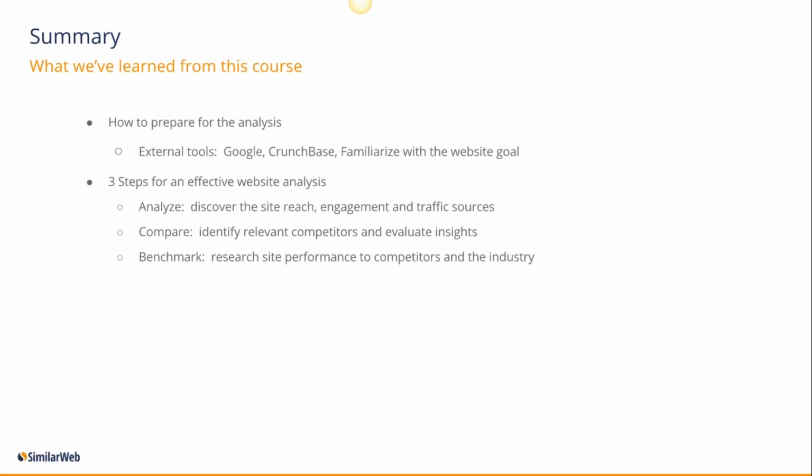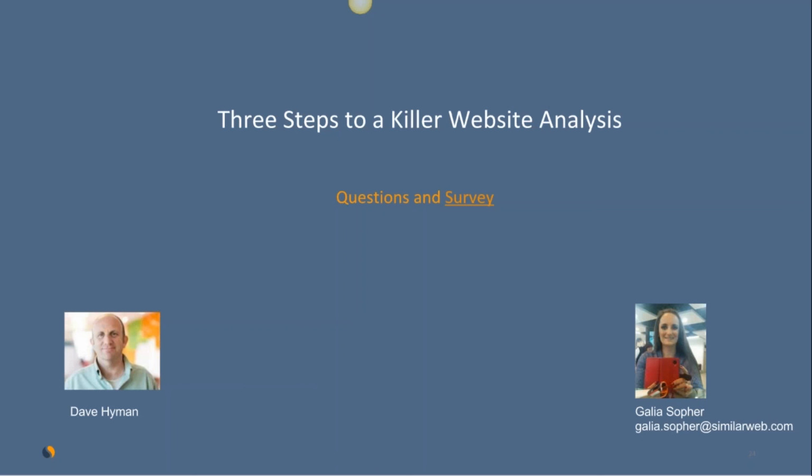Number 2, there are 3 steps to the effective website analysis, our killer analysis. First, we analyze one website and do that health check: discover the site reach, engagement, and traffic sources. Second, compare the website with competitors. Again, you have 2 options here: keyword competitors and similar sites. If similar sites is not focused enough for your needs, use keyword competitors. It's a great tool. The third step is to benchmark, and we just want to see where we stand within the industry overall.